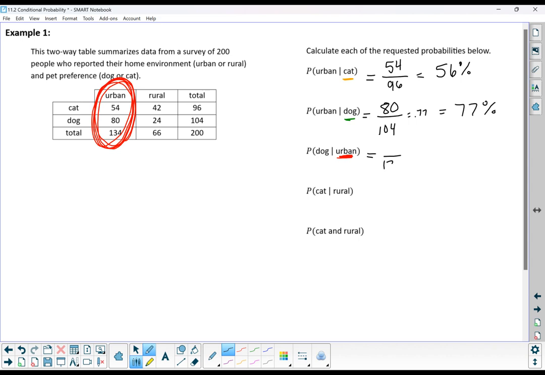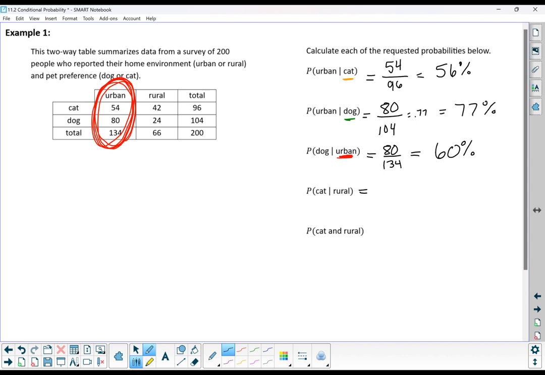So it's going to be out of a total of 134. And how many of those prefer dogs? Well, that would be 80. And you'll notice these two things, the one we just did and the one we did now, they both have that 80 in the numerator, but the conditional group, the subset of the sample space that they're out of, is different. Okay, so we have 80 out of 134. If we calculate the percentage, that would be 60%. So it's more likely that they live in an urban environment given that they prefer dogs than that they prefer dogs given that they're in an urban environment.